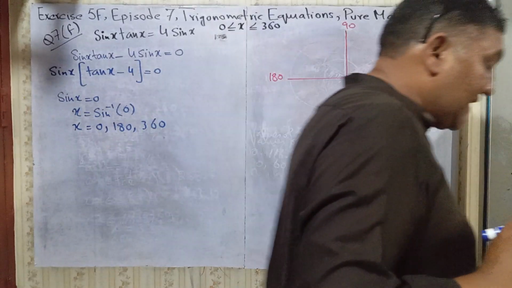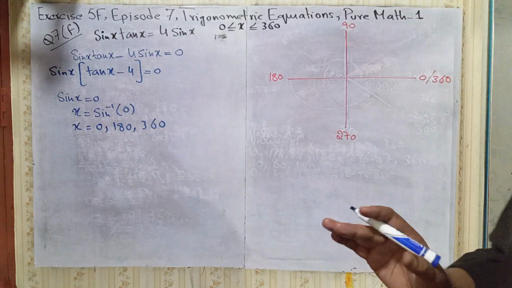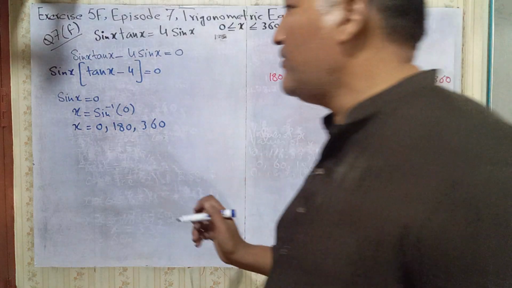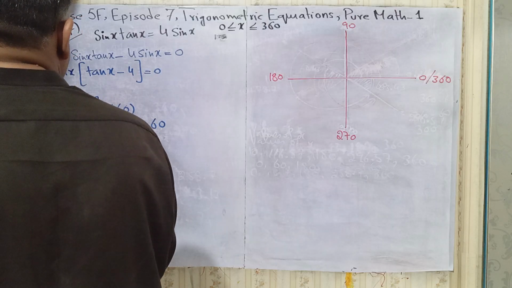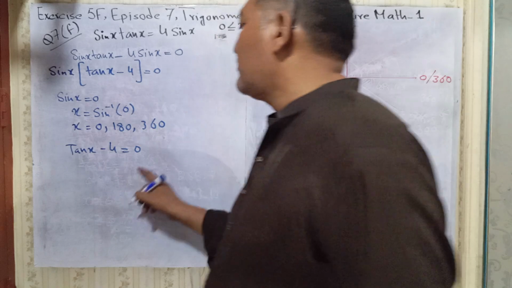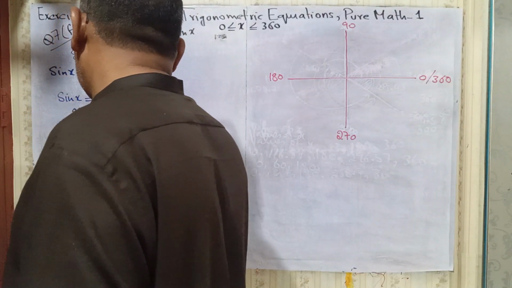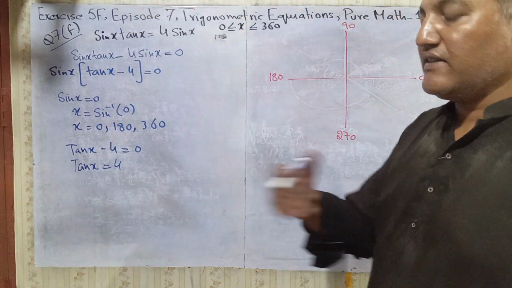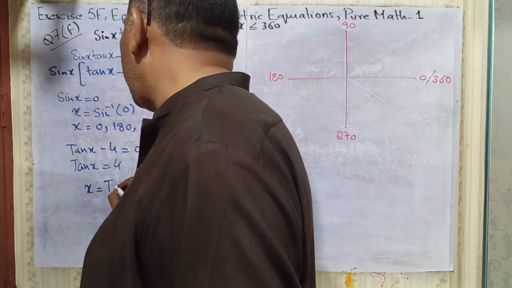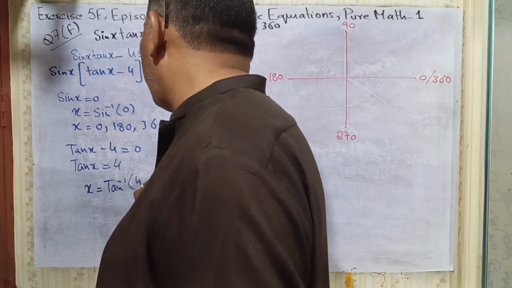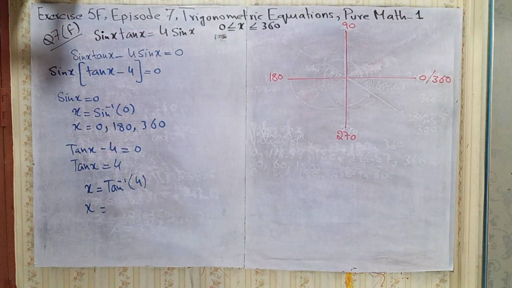Now I will make the second expression equal to 0, and that is tan x minus 4. So you will have tan of x minus 4 equals 0. Bring this minus 4 to this side first of all. The tan x is equal to 4. Then I will bring the tan to this side, so you will have x is equal to the tan inverse of 4.